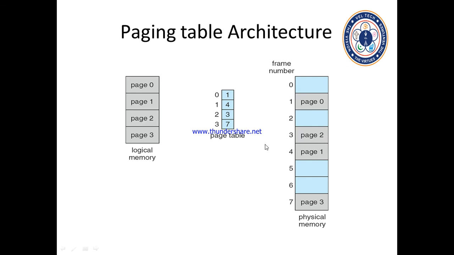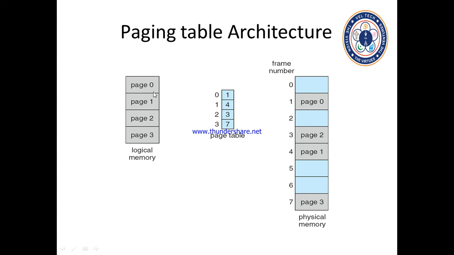So here is the page table architecture. In this diagram we have the process P1, with pages page 0, 1, 2, 3. This logical memory is divided into pages, and physical memory is divided into equal size blocks called frames. We have this page table to refer to which page is residing in which frame number. To keep a record of this information, we are going to use this page table.